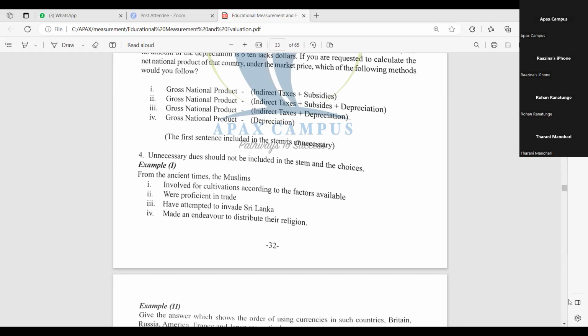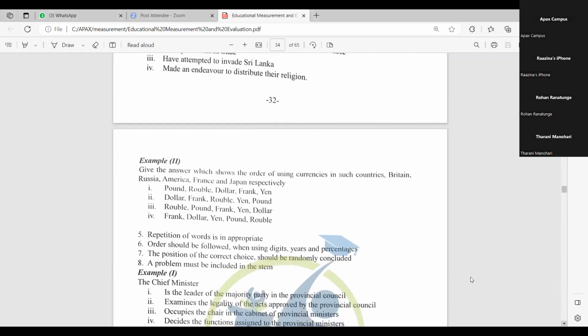I don't see. Right. Next one, example 2: give the answer which shows the order of using currencies in such countries: Britain, Russia, America, France, and Japan, respectively. Right. So when you say the order of using currencies in such countries, then again this word respectively is not necessary.